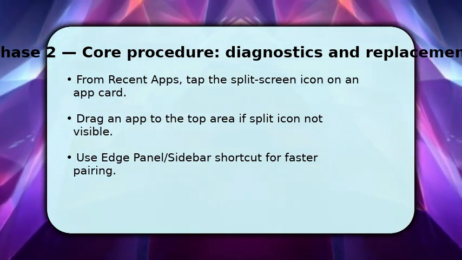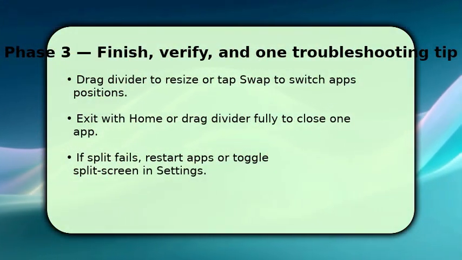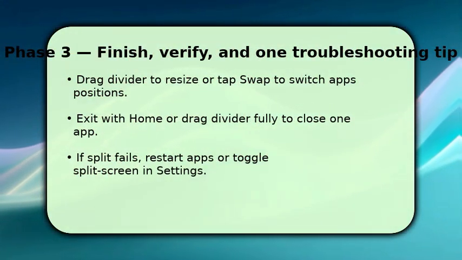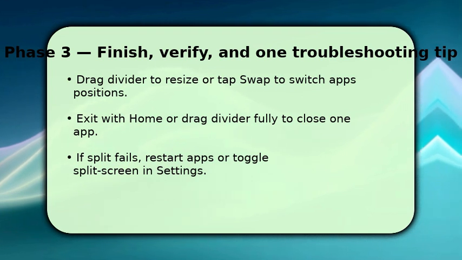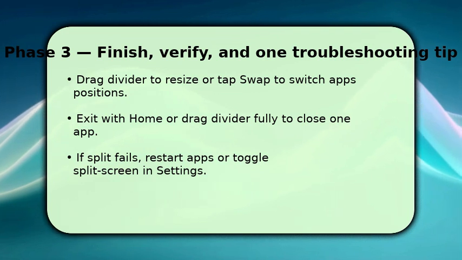To finish, resize the panes by dragging the center divider. You can also tap swap to flip positions or use pop-up controls for app-specific actions. When you're done, press home or drag the divider to an edge to close the bottom or top app.